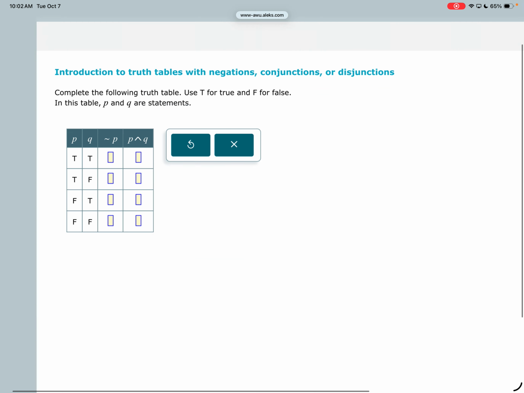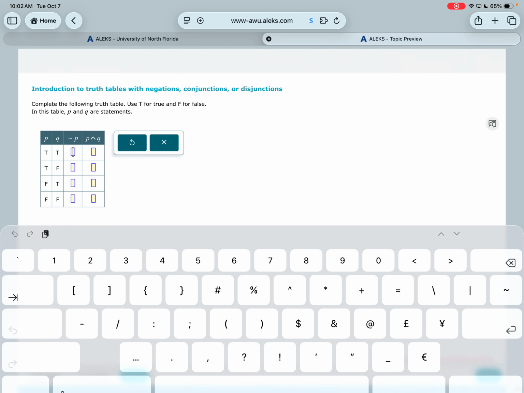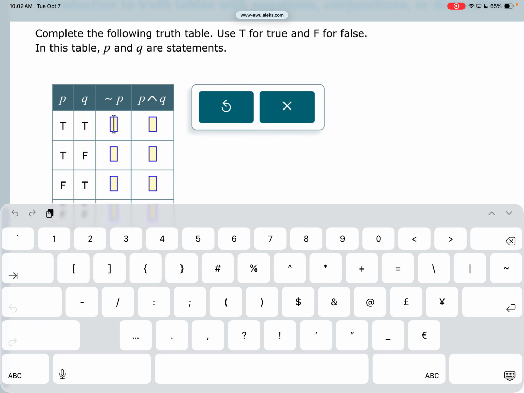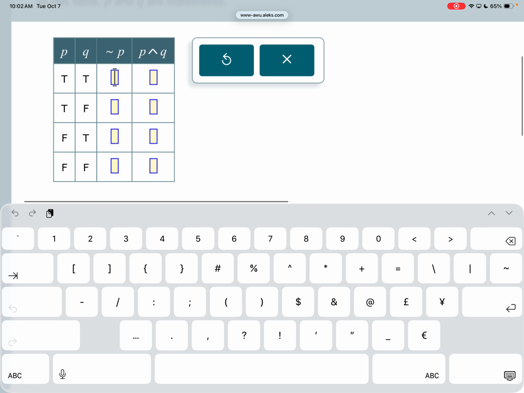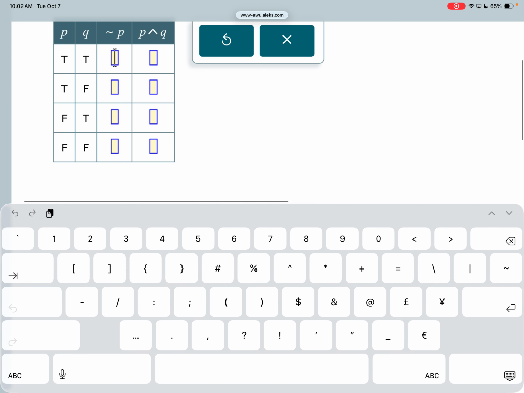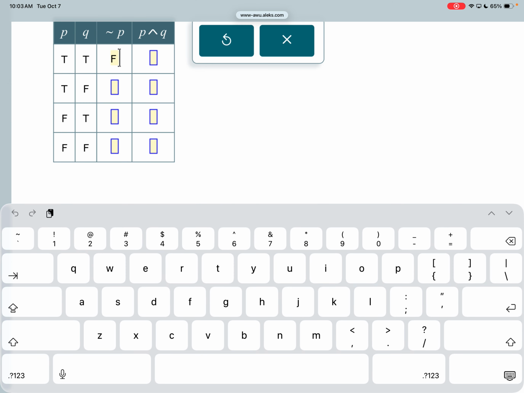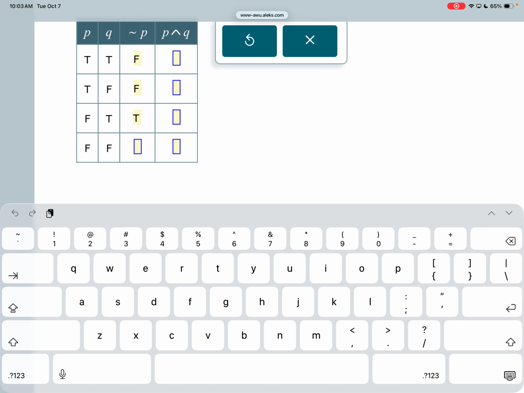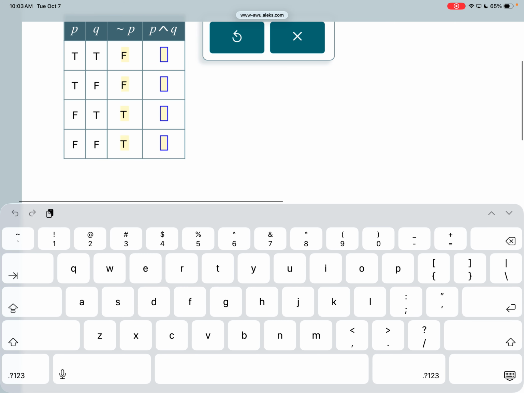So Alex starts off super easy, just going through those rules basically. But what you have to do here is, for this not P, I'm only looking at the not P, that third column there, which means I need to pay attention to the first column. So I'm going to look at the first column and do the exact opposite. False, false, true, true, okay?